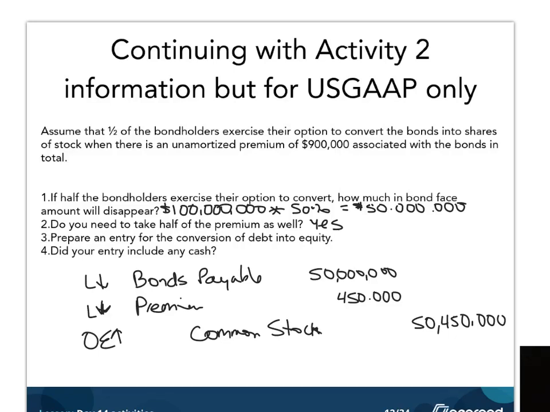Now number 4 says, did your entry include any cash? And you want to make yourself a note. No, it did not. There was no cash. Look at the entry. No cash. We took bonds back. So those were essentially, we wrote off 50 million of the bonds. We issued stock. We're no longer liable for this 50 million. Now remember, it left 50 million on our books, so we still have that to repay. But these converted bonds were no longer liable.